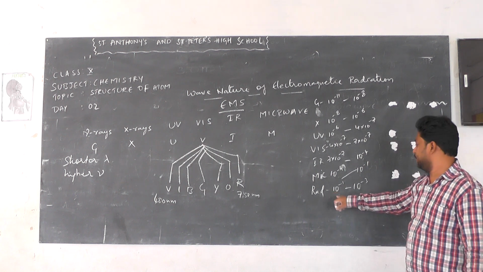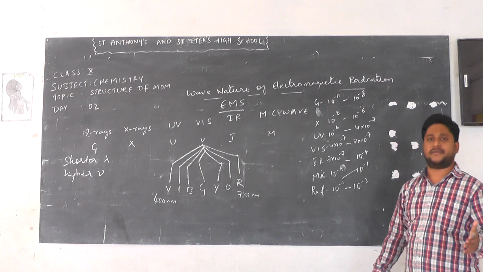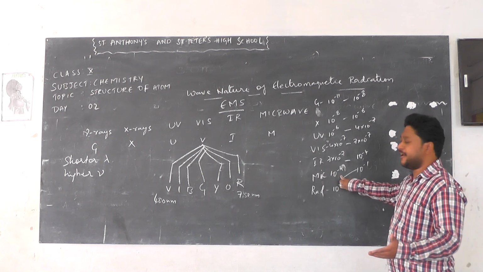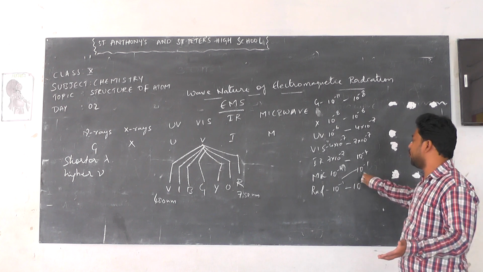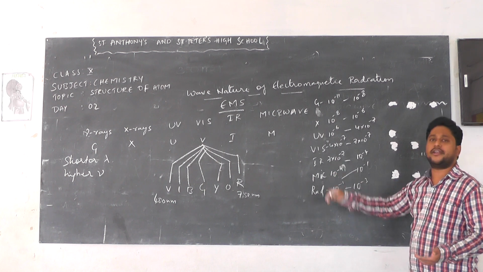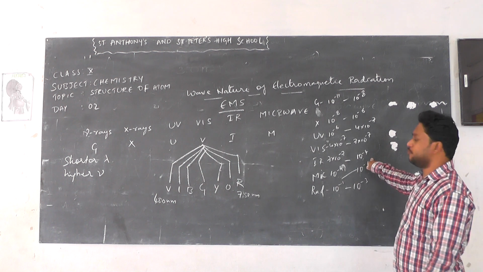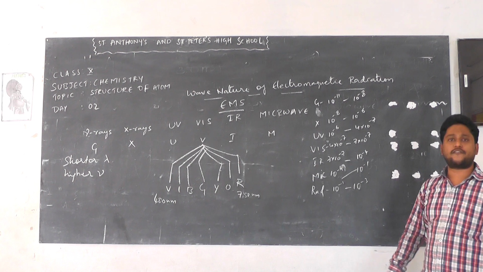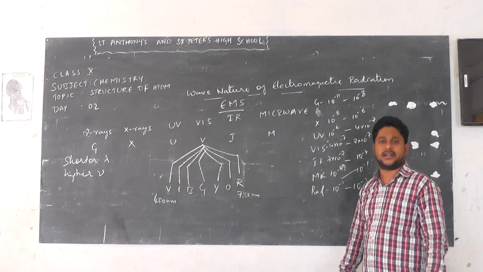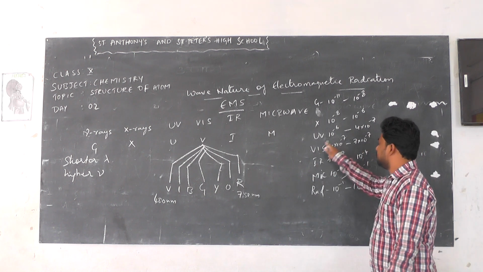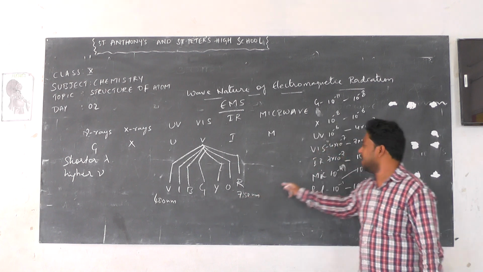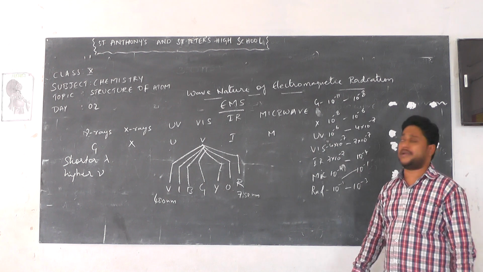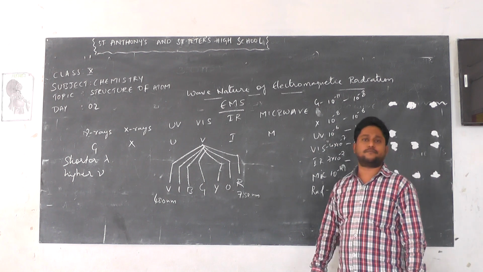Radio waves are ranging from 10 to the power of minus 1 to 10 to the power of minus 3 meters. Microwaves are ranging from 10 to the power of minus 4 to 10 to the power of minus 1. Infrared is 7 into 10 to the power of minus 7 to 10 to the power of minus 4, and visible light is ranging from 4 into 10 to the power of minus 7 to 7 into 10 to the power of minus 7. This is the visible range. Here we have written in nanometers, and here we are writing it in meters. Ultraviolet is ranging from 10 to the power of minus 6 to 4 into 10 to the power of minus 3.